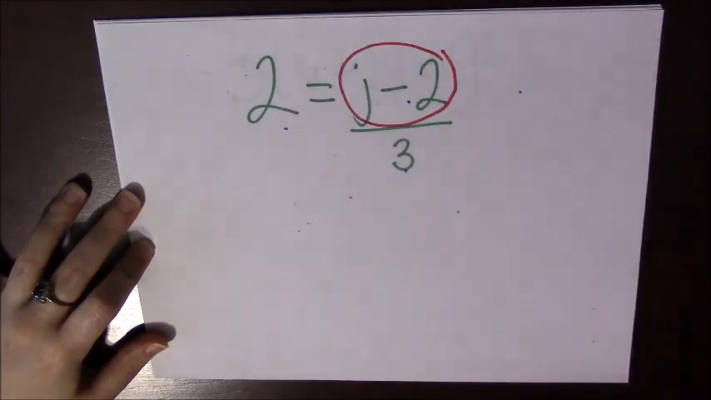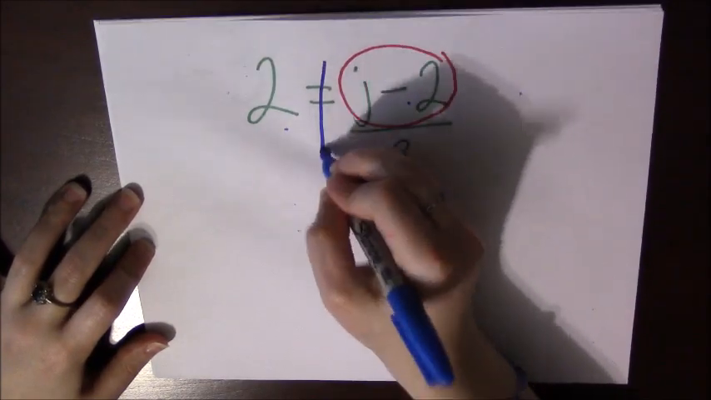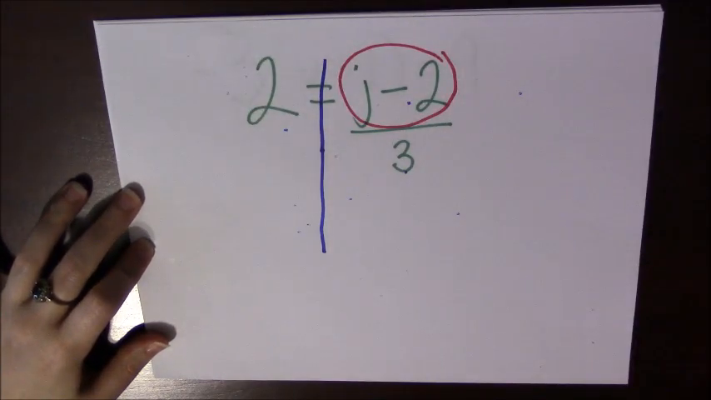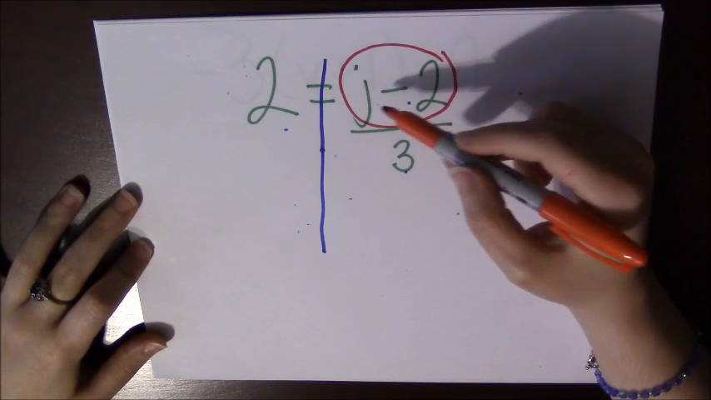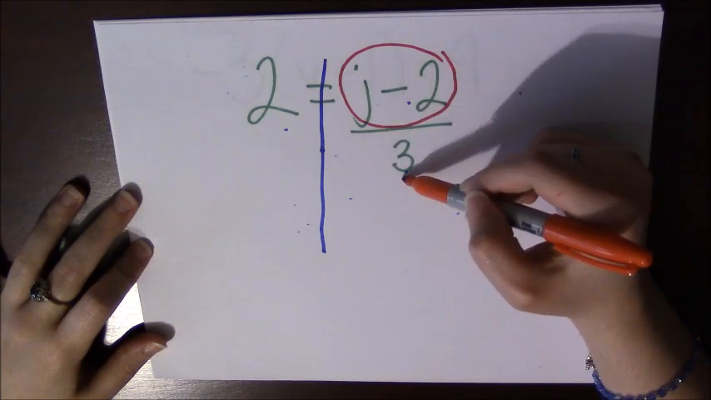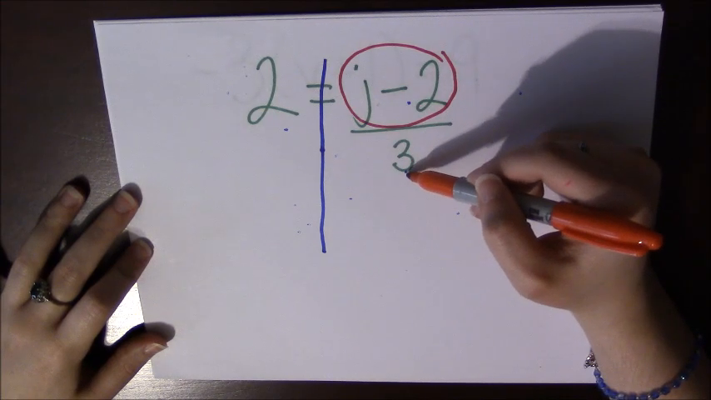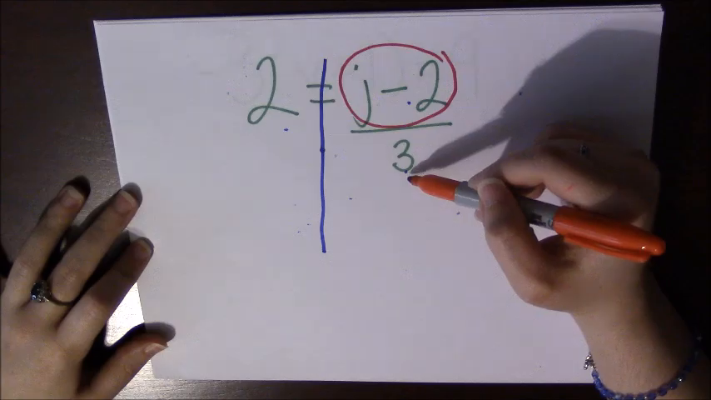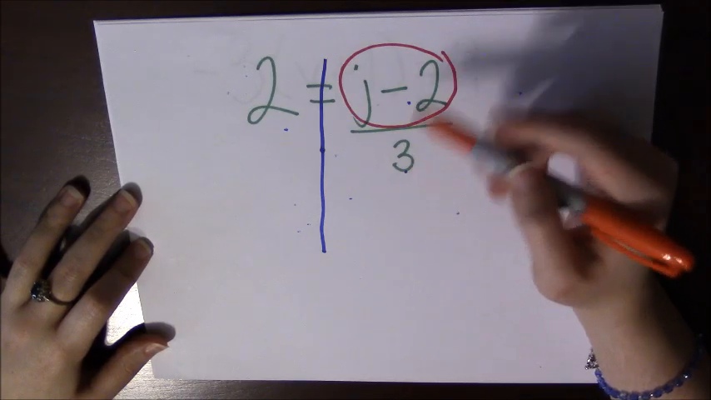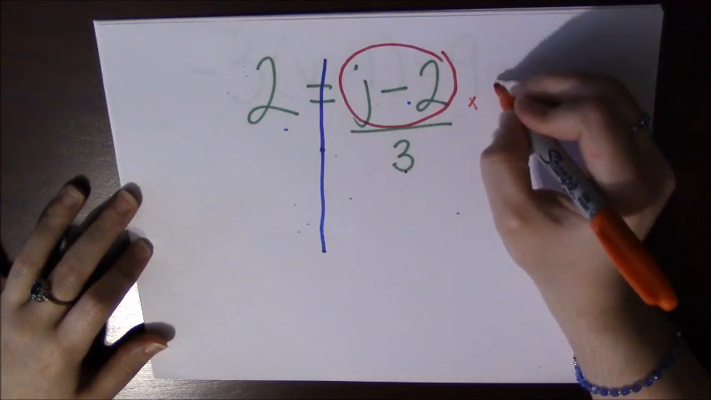So now I draw my river to separate both sides to make sure I keep equality. What I do to one side, I do to the other side. Now I need to go through and do my next step. So j minus 2 all divided by 3. The last operation and the number I said was all divided by 3. So the opposite of all divided by 3 is multiply by 3.